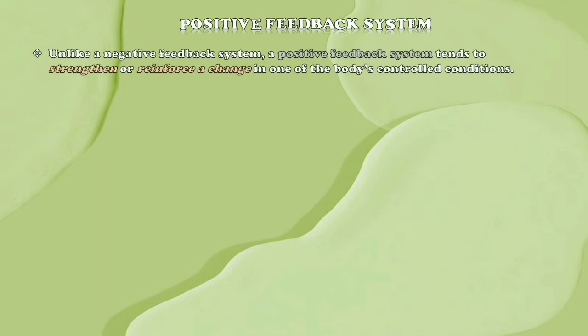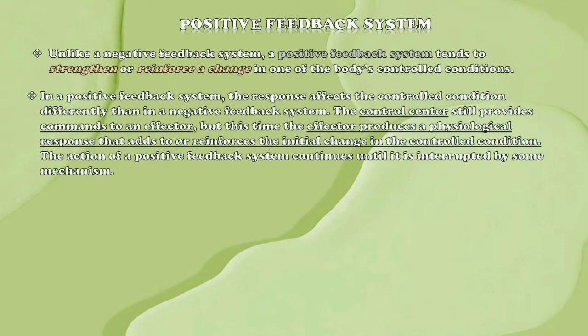Since we already know the negative feedback system, it is time to study the positive feedback system. Unlike a negative feedback system, a positive feedback system tends to strengthen or reinforce a change in one of the body's controlled conditions. In a positive feedback system, the response affects the controlled condition differently than in a negative feedback system. The control center still provides commands to an effector, but this time the effector produces a physiological response that adds to or reinforces the initial change in the controlled condition. The action of a positive feedback system continues until it is interrupted by some mechanism.